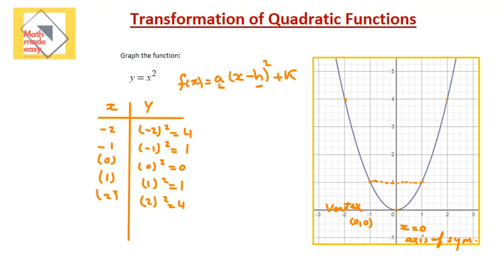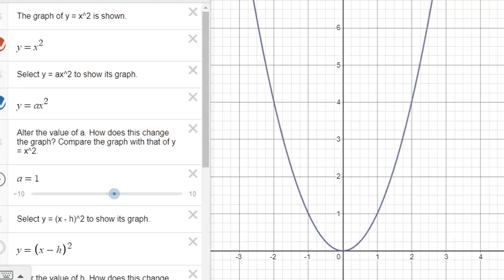Let me show you what it means using the graphing utility Desmos. This is the graphing utility Desmos. It's free online and you can all use it, and it's very helpful to understand how graphs behave. I will put the link in the description, so make sure you use it. Now this is the parabola y equals x squared. If I have a value of a, y equals a x squared. If a is equal to 1, this is how it looks.